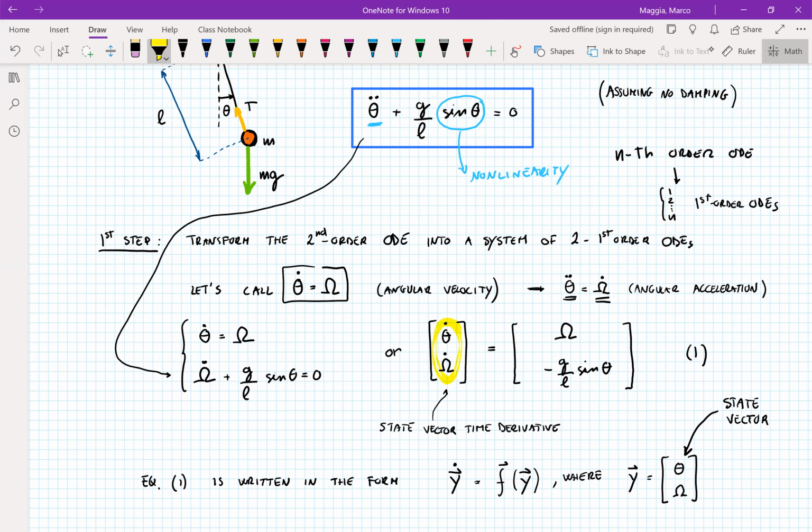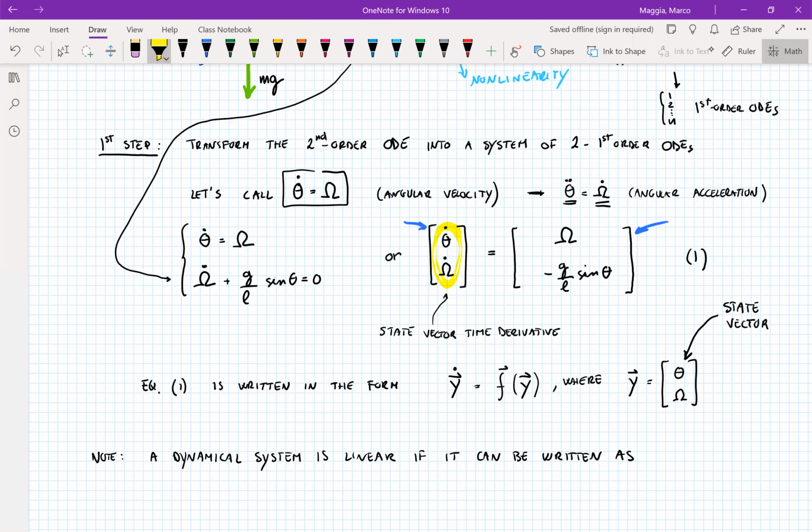And when I use the square brackets, I refer to a vector. So we have a vector on the left-hand side that has to be equal to a vector on the right-hand side. So in this case, I'm just rewriting the system in this compact form, y dot equals f of y, where y is a state vector. And so y dot is equal to theta dot and omega dot.